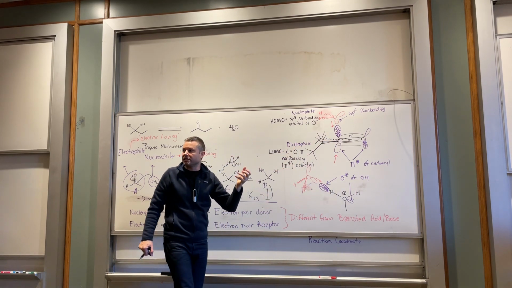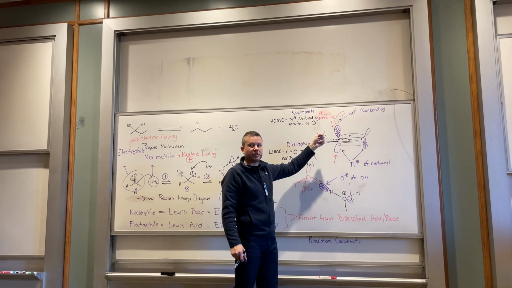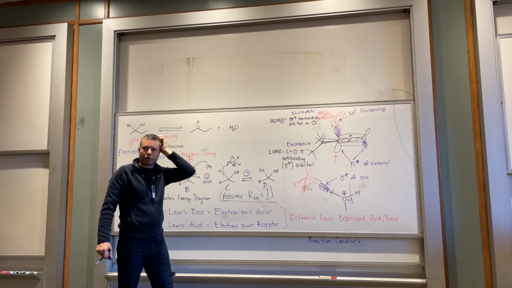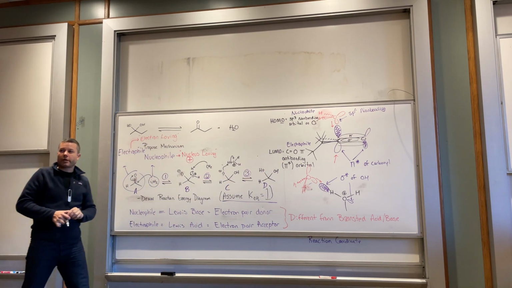But the orbital that's being interacted with. And so the electrons are going into this empty pi star orbital on carbon. And so that's how we would identify the LUMO. Any questions?